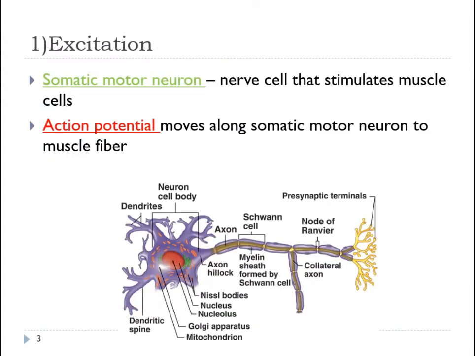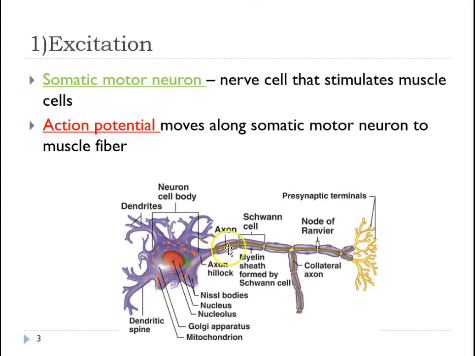So when excitation occurs, this is occurring because the neuron is going to stimulate the muscle to do some sort of movement. And that's going to be an action potential that moves along the somatic motor neuron to the muscle fiber. So let's say there's a muscle right over here. The neuron, which is going to be in the central nervous system, is going to have this axon. We're going to talk way more about these different parts in our next exam. So let's not get too bogged down in this detail.